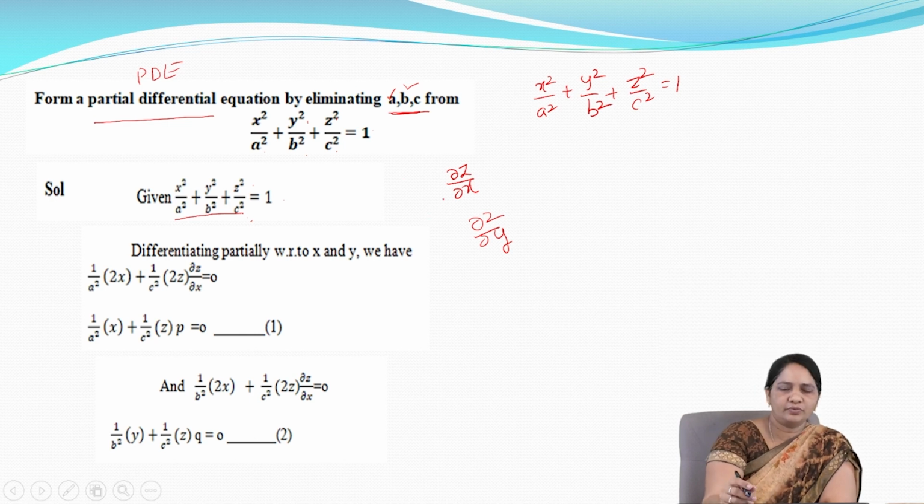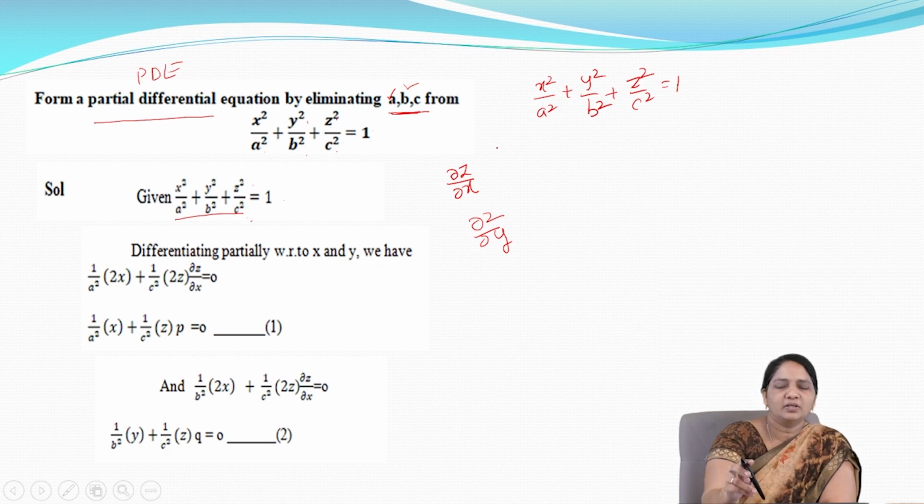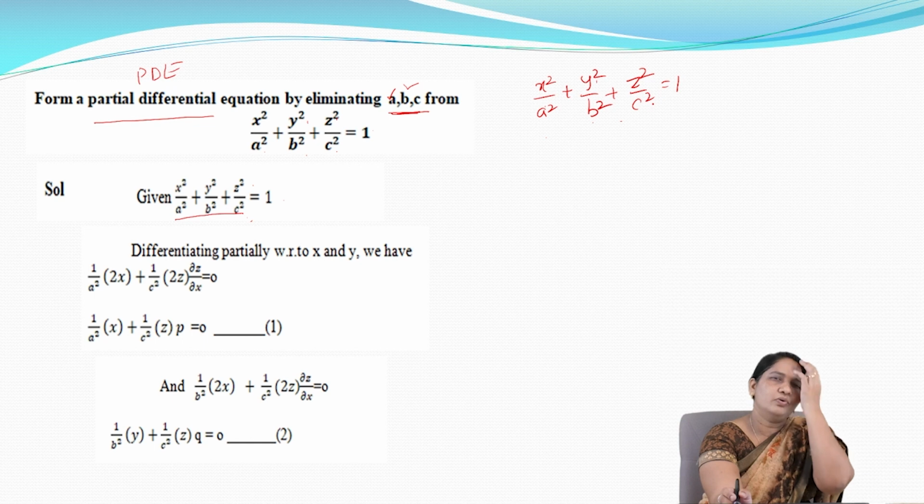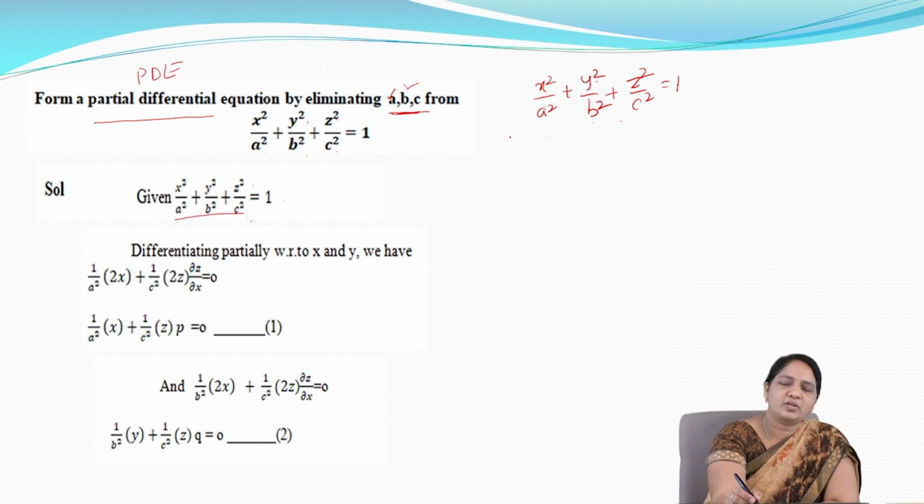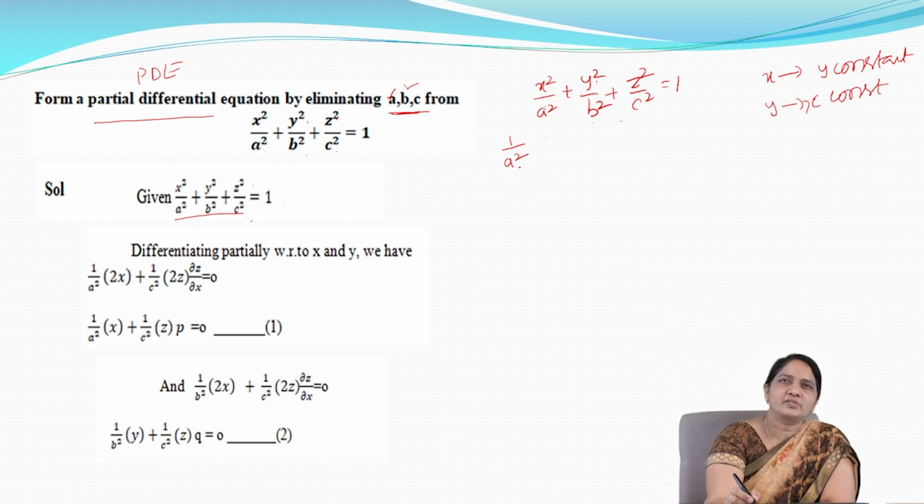So first, I will do partial differentiation with respect to x. According to the given equation, x square by a square plus y square by b square plus z square by c square equal to 1. Now I am doing with respect to x, so 1 by a square is a constant. When I am doing with respect to x, y is a constant, already we know this. When I am doing with respect to y, x is a constant. So I am going to follow this order.